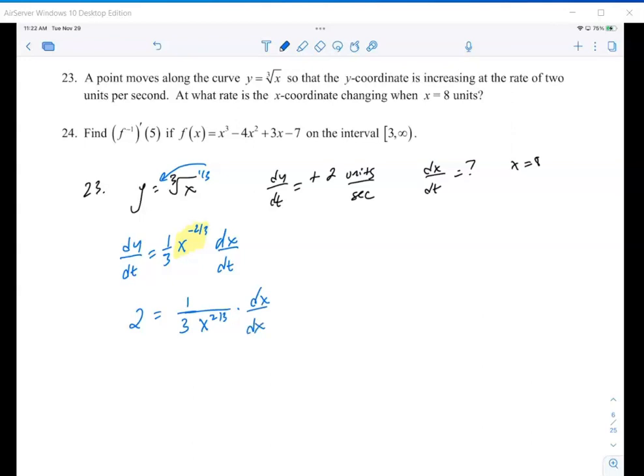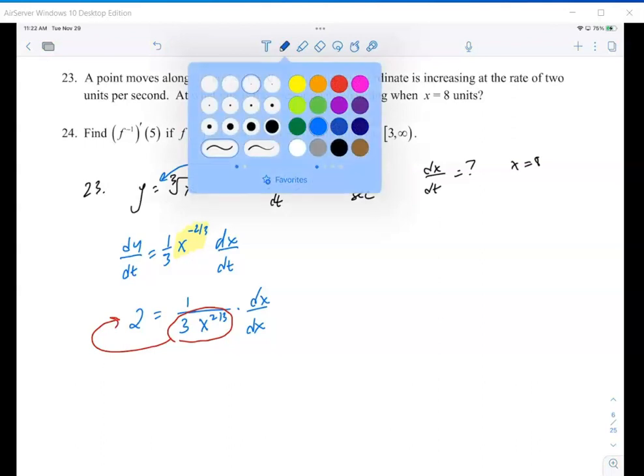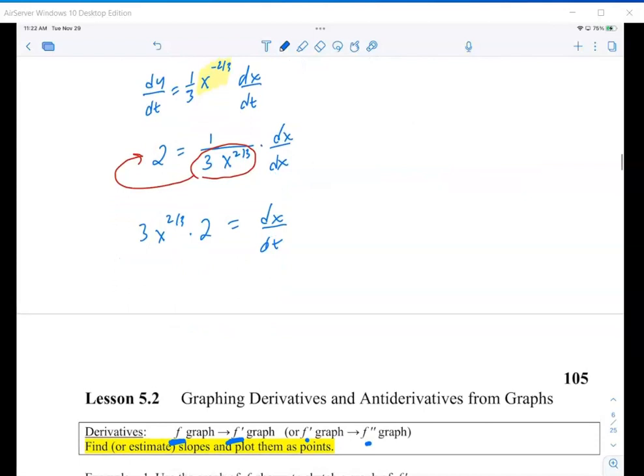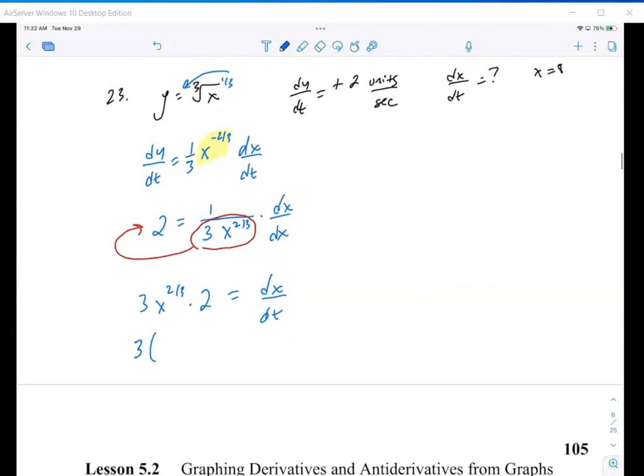Okay? Well, to get dx/dt by itself, I'm going to multiply this up. So 3x to the 2/3 times 2 is dx/dt. Oh, I should have put x in a while ago. That's okay. It did tell me over here, x was 8. I could have put that in a little bit ago. That's fine now.